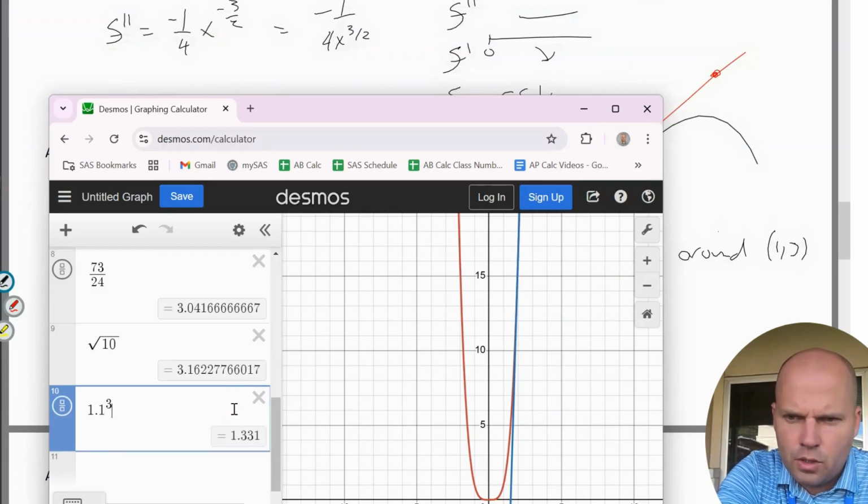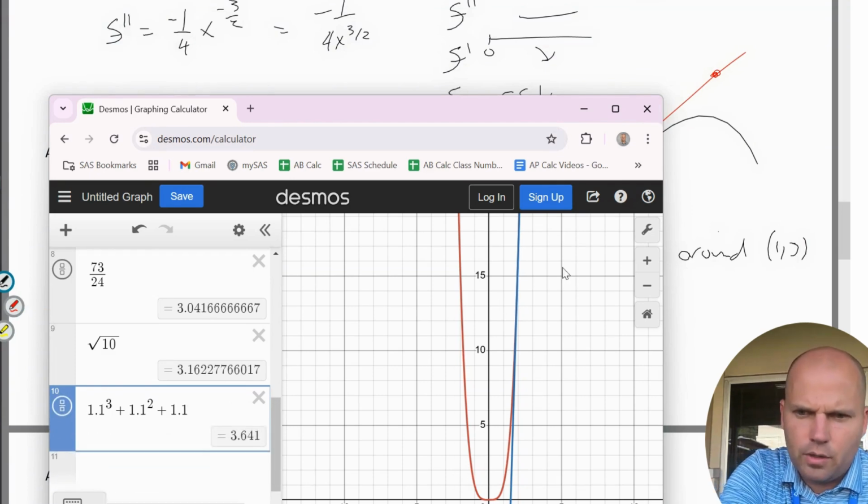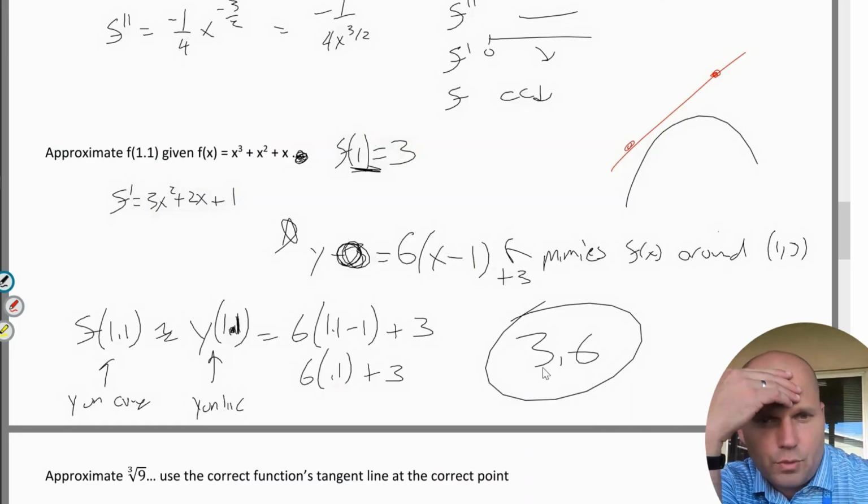1.1 cubed plus 1.1 squared plus 1.1. It's just like, it's really cool. 3.6 right there.